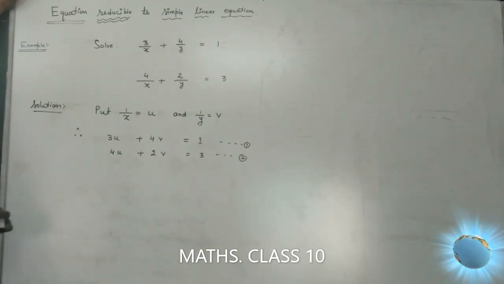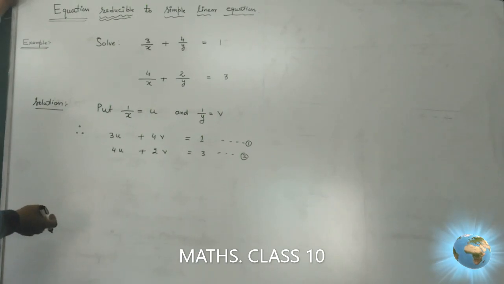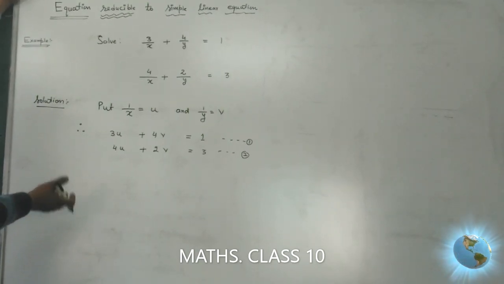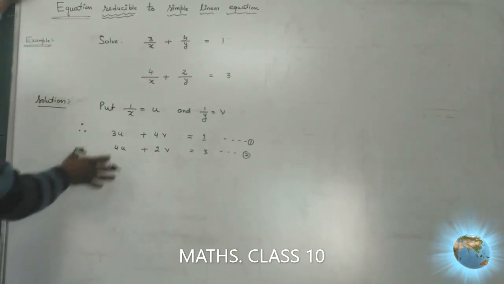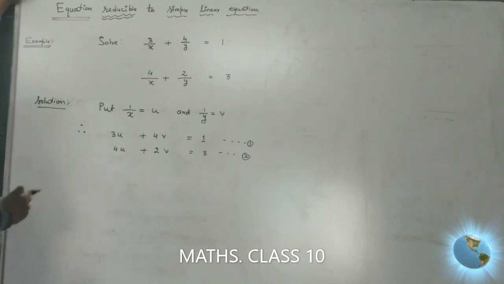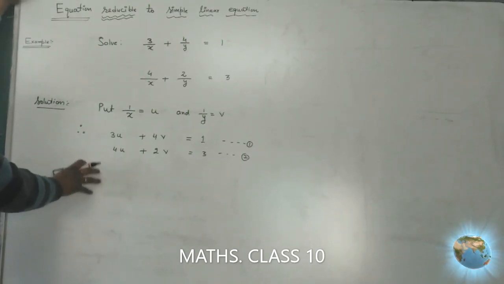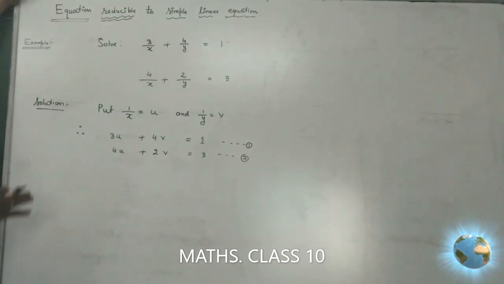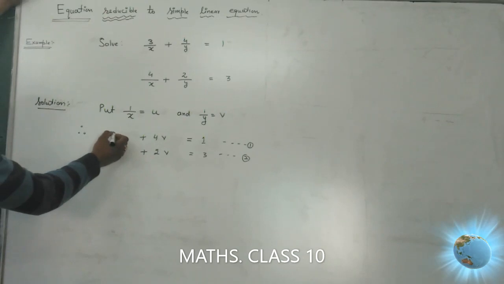Now we can use any one method: substitution method, elimination method, or cross multiplication method. But before using a method, we first have to check the existence of solution, whether the solution is unique, or there is no solution or infinitely many solutions. If the solution is unique, then we solve further, otherwise there is no need to solve further. So first we check the nature of solution.